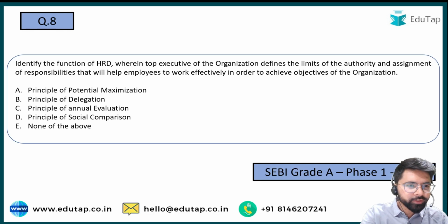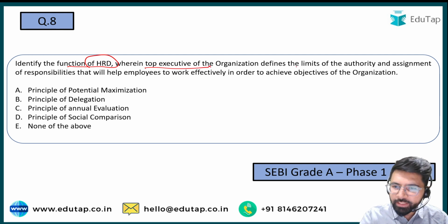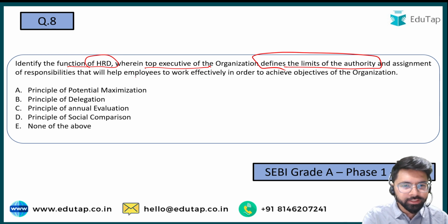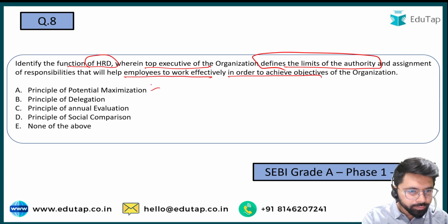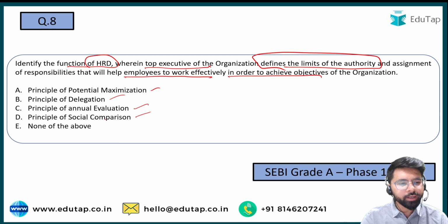Coming to the last question of the day: identify the function of human resource development wherein the top executive of the organization defines the limit of authority and assignment of responsibilities that will help employees to work effectively in order to achieve the objectives of the organization, friends. The options are principle of potential maximization, principle of delegation, principle of annual evaluation, principle of social comparison, and none of the above.